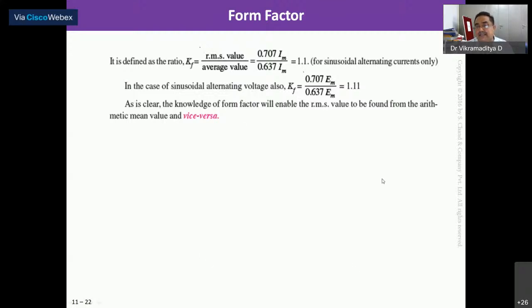Mathematically, this formula is very useful because with its help you can calculate the RMS value of any given alternating quantity once you know the form factor and the average value of that quantity.